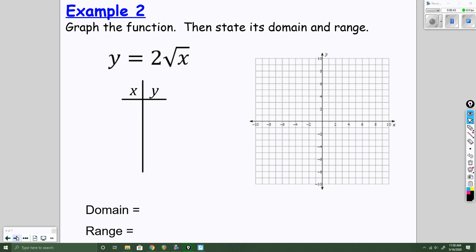All right, in the next one. So once again, another really simple one, but that's okay. We can choose our input values to be 0, 1, 4, and 9 so that we can take the square root of 0, 1, 4, and 9.